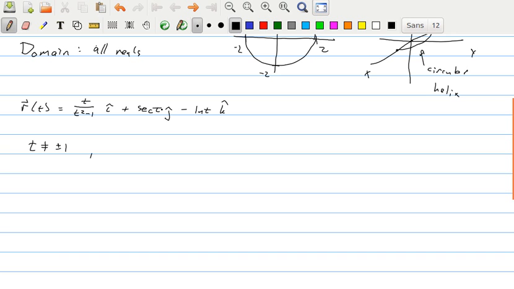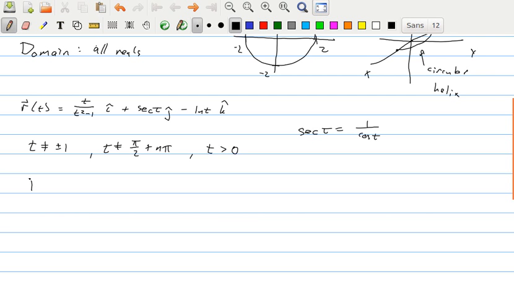Next up, the j component. In order for this to be defined, we need to make sure secant is defined. Secant is the same thing as 1 over cosine, so we're looking for all the places where cosine is 0. Cosine is 0 at pi over 2, at 3 pi over 2, at 5 pi over 2, and so on. So all those multiples of pi plus pi over 2, none of those are allowed in our domain. And then for the last part, ln of t: t can't be negative, and it can't be 0, otherwise ln would be undefined. So we also need that t is greater than 0, not 1, greater than 0.